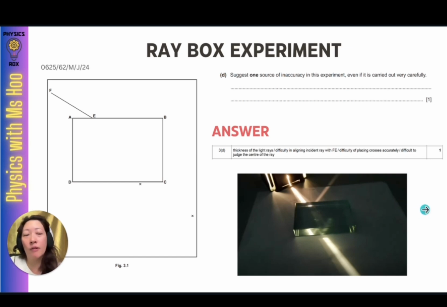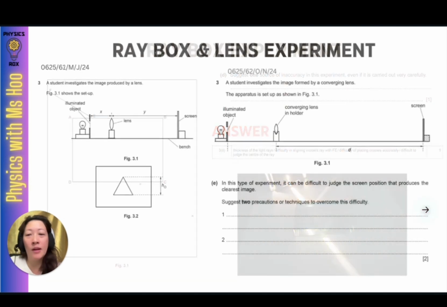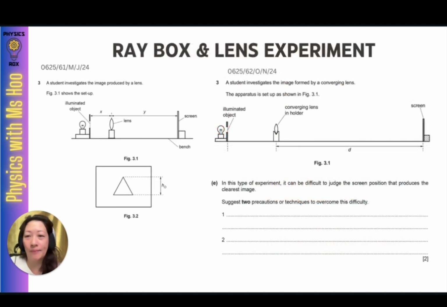Now the ray box could also be used in a different experiment involving lenses. As you can see, these are some past year questions involving the ray box with the lenses using an object made out of a cardboard with a triangular cutout. So this is an example of a precaution question with regards to this experiment. It says here, in this type of experiment, it can be difficult to judge the screen position that produces the clearest image. Suggest 2 precautions or techniques to overcome this difficulty.